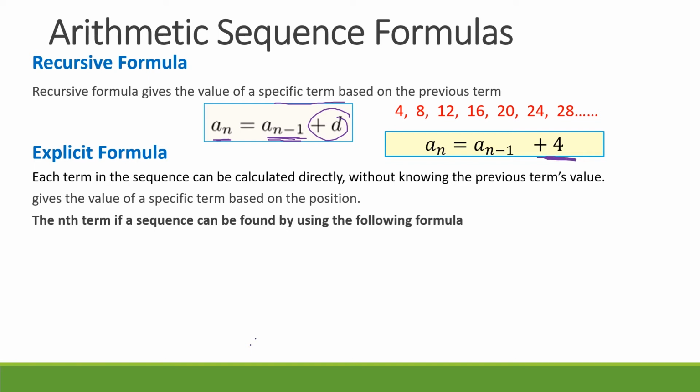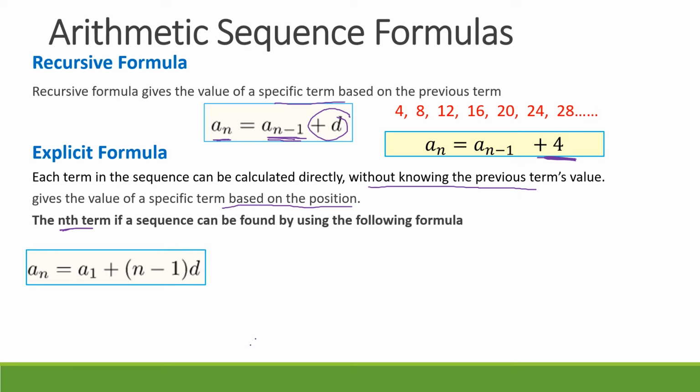Now, if we're looking at the explicit formula, each term in a sequence can be calculated directly without knowing the previous term's value. And this also gives the value of a specific term based on the position. So normally if you want to find a certain term in a sequence, you're going to use the explicit formula, which is what we're going to be using for a majority of the lesson, because we can find the nth term, meaning any term that we're asked to find, using that formula or the explicit formula.